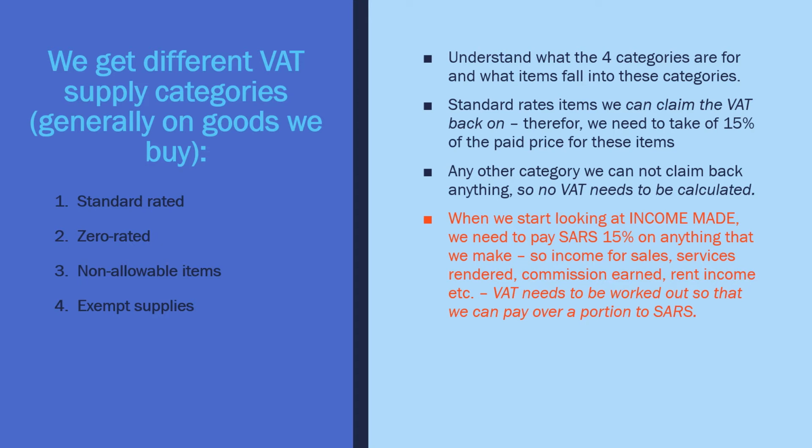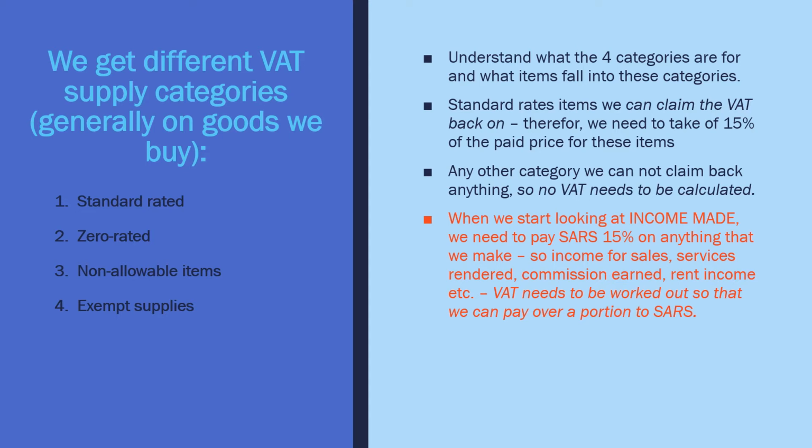So again, let's use a simple example. I've bought some food items for 115 Rand. 15 Rand of that I'm going to be able to claim back from SARS, because I'm a registered VAT business. Any other category we have, we can't actually claim back anything, so no VAT needs to be calculated. This is very relevant for Learning Unit 4. Those 3 categories are zero rated items, non-allowable items, and exempt supplies.